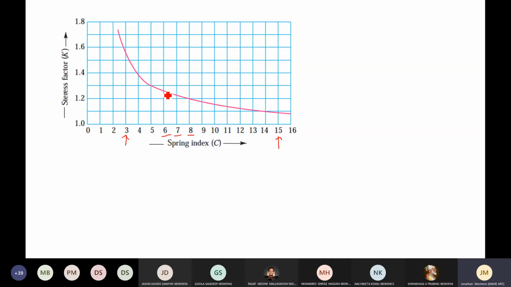We will have to give some stress factor over here. For example, 6 has a stress factor of around 1.3 or 1.35 somewhat. Okay, I think it is 1.26, somewhat here. So this is a variation of stress factor and spring index. I think with all this in mind, we can go on to problems. Further things we can discuss over there.